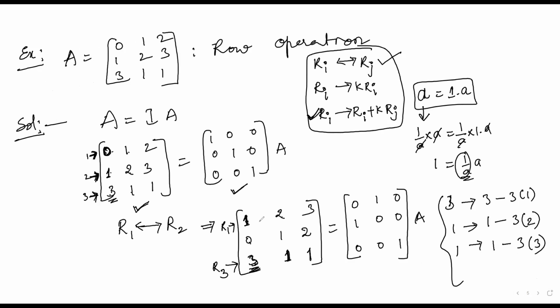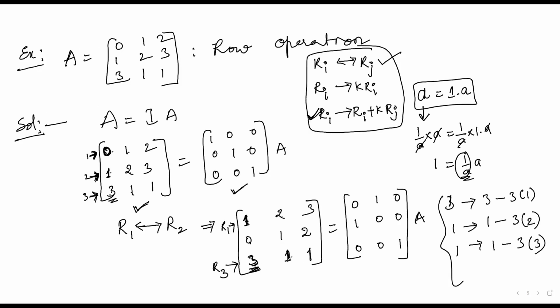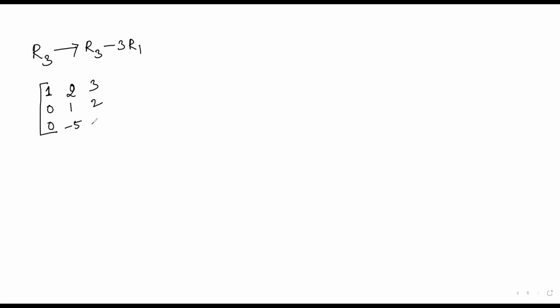Just a minute. Yeah, 1, 2, 3, right? 1, 2, 3. This one 0, 1, 2. This one 3, right? 3 became 0. 3 became 0. What does 1 become? 1 becomes 1 minus 6, which is minus 5. 1 minus 9 is minus 8. Minus 5, minus 8. This is what happened. Then next, this will change. This is the same. Now, see how it will change.